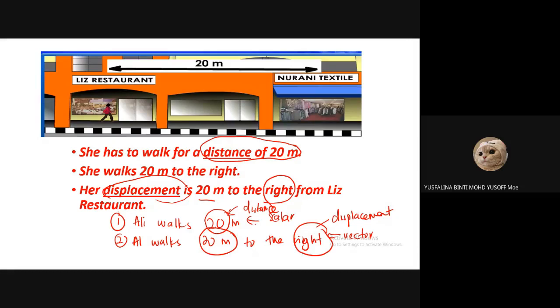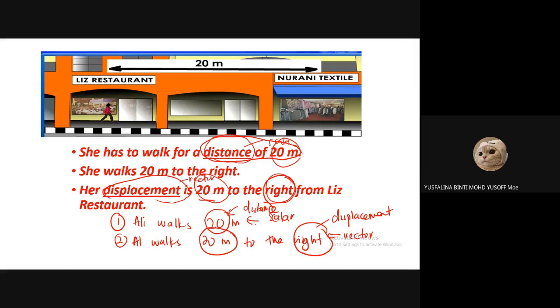So this is the difference between distance and displacement. Distance only got the magnitude, and displacement got the magnitude and the direction. You can see here her displacement is 20 meter to the right. You got the magnitude here and also the direction, so we call it displacement. But for this one, without the direction, we call it distance only. Only the magnitude, no direction. So distance is a scalar and this one is a vector.